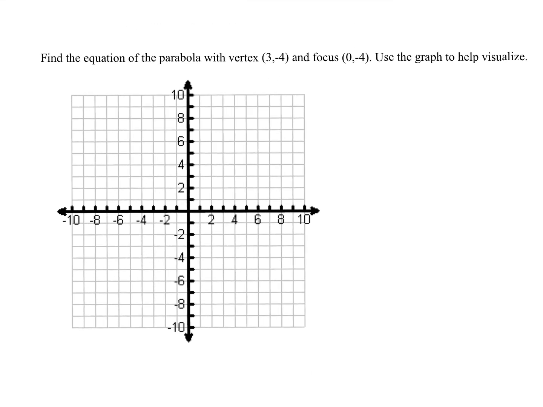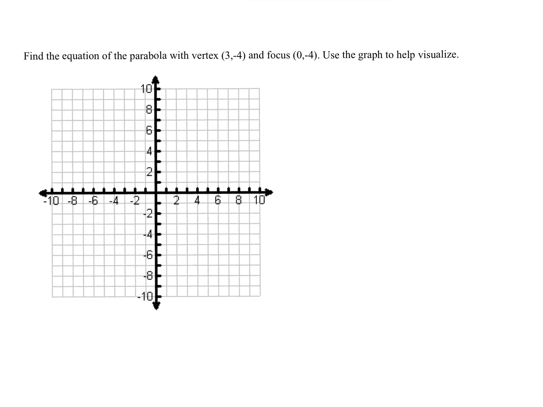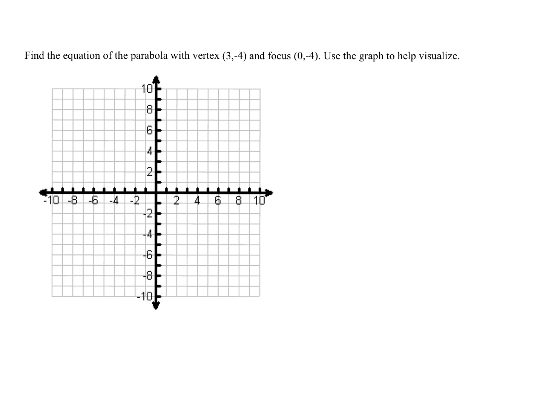For our last example, we want to find the equation of our parabola that has a vertex at 3, negative 4, and a focus at 0, negative 4, and we're going to use our graph to help us visualize what that looks like. So the first thing I'm going to do is plot my vertex. So I'm going to go to 3, negative 4. And then my focus is at 0, negative 4. That is going to help me tell what direction my parabola opens and therefore what variable is squared.